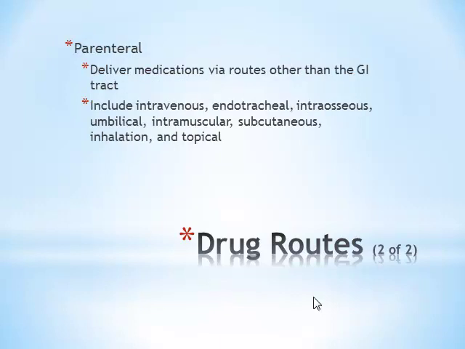Your parenteral routes are any medications that are delivered in a method besides through the GI tract. So we've got our topical, which is placed on the skin, intravenous, which is the main route that medications are administered in the pre-hospital setting, endotracheal, which is to be delivered down an endotracheal tube, interosseous, umbilical, which is reserved for newborns and is not very commonly used in the pre-hospital setting, intramuscular, subcutaneous, inhalation, and topical. And also, let me add intranasal into that.